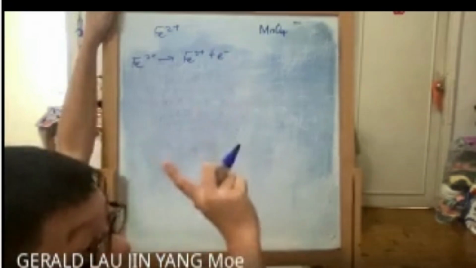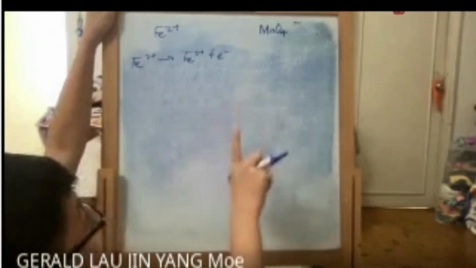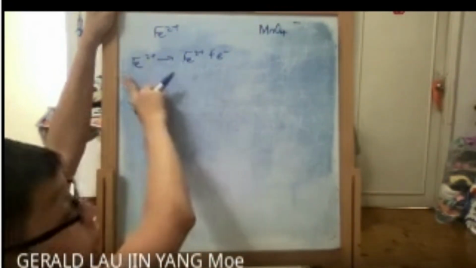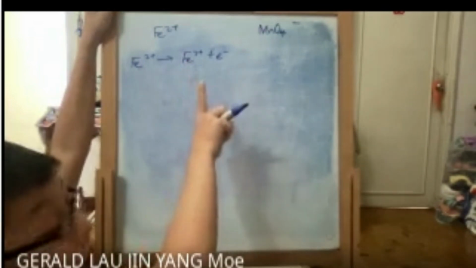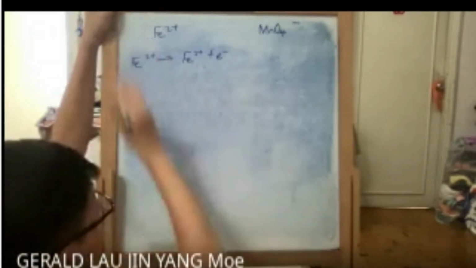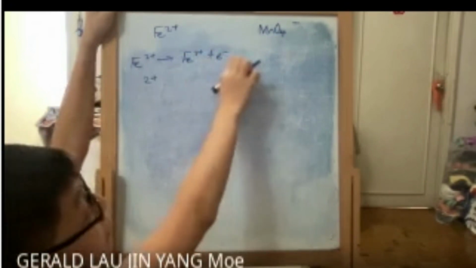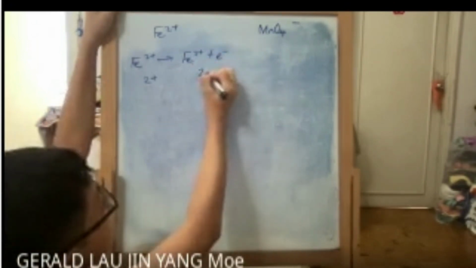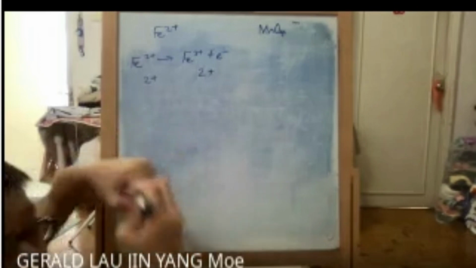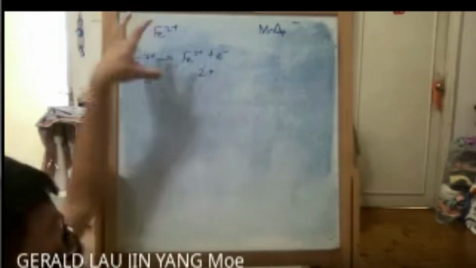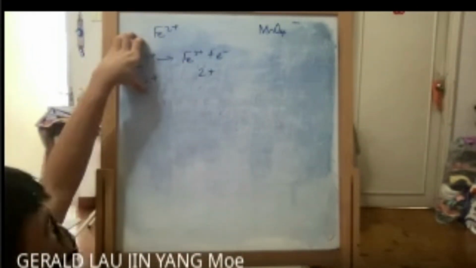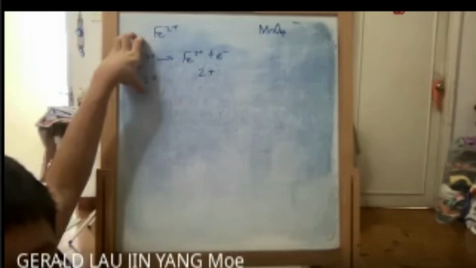Then you check whether it is balanced. There is 1 Fe here and 1 Fe here, so it is balanced. On the left side, the charge is 2+. On the right side, 3+ minus 1 is also 2+. Can you understand? So this half equation is balanced already.